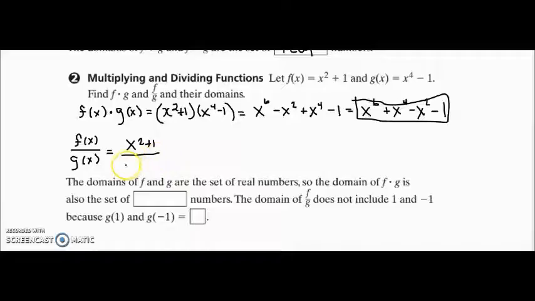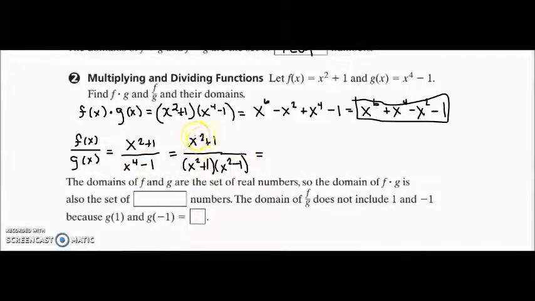And g of x is x to the fourth minus 1. All right, hopefully some of you have realized that this x to the fourth is actually a difference of squares. X to the fourth is really x squared squared, and 1 is really 1 squared. So I can split up that denominator into x squared plus 1 and x squared minus 1. If you FOIL these, you'll get that.